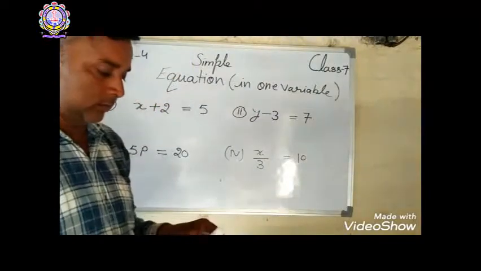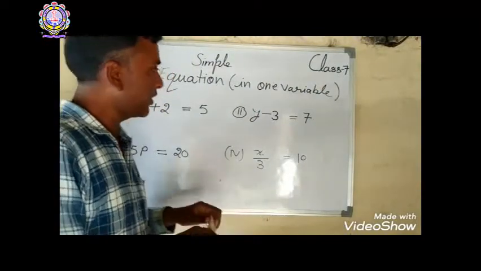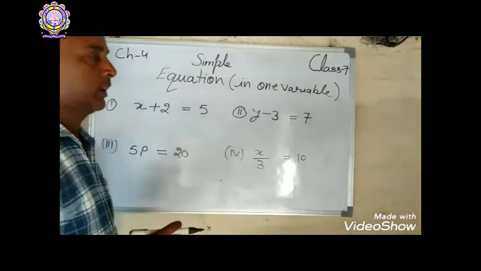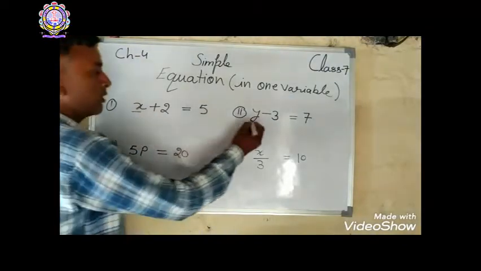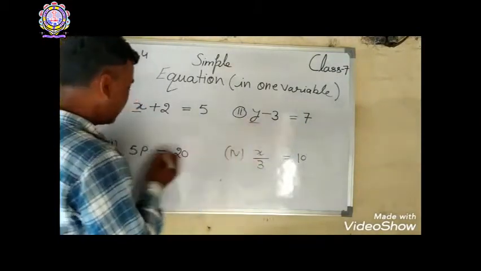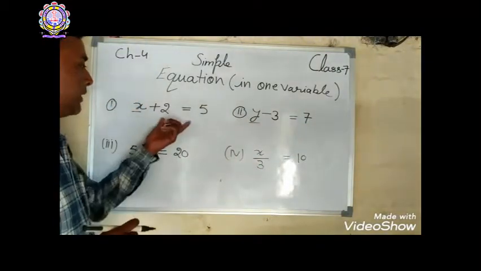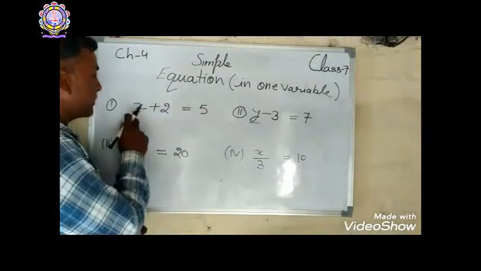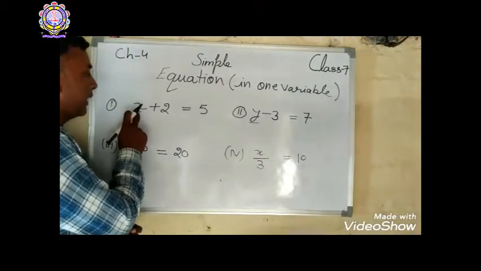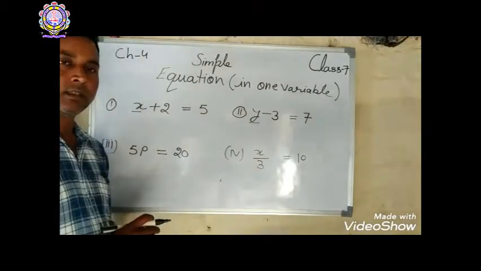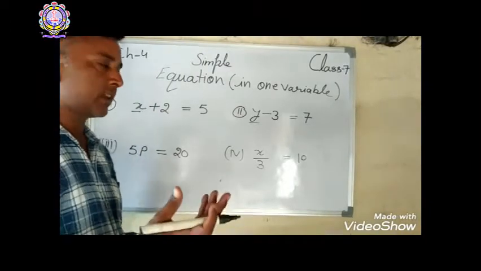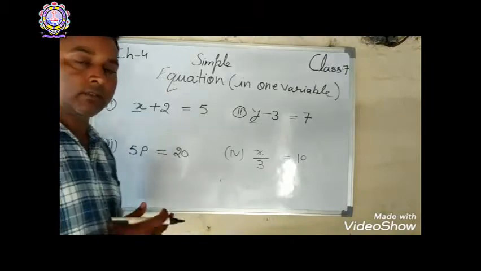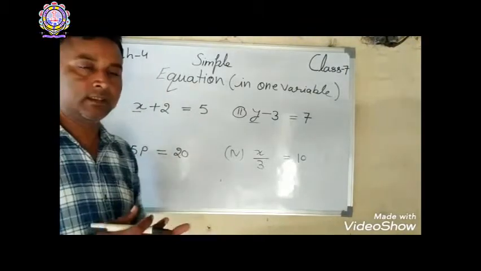After watching the activity, observe these simple equations in one variable. There is only one variable x, one variable y, one variable x, here one variable p. I want to solve this equation. So what is the value of x? In the previous class, in 6th class, you just wrote 3 here, because you know 3 plus 2 equals 5. So the value of x is 3.